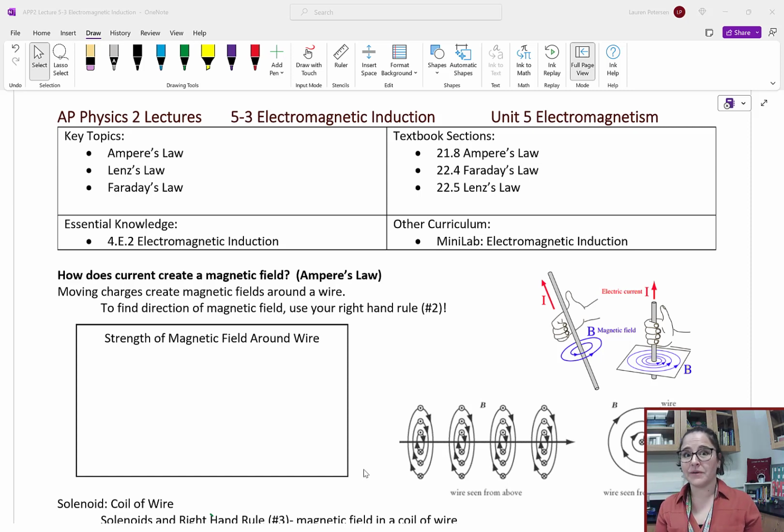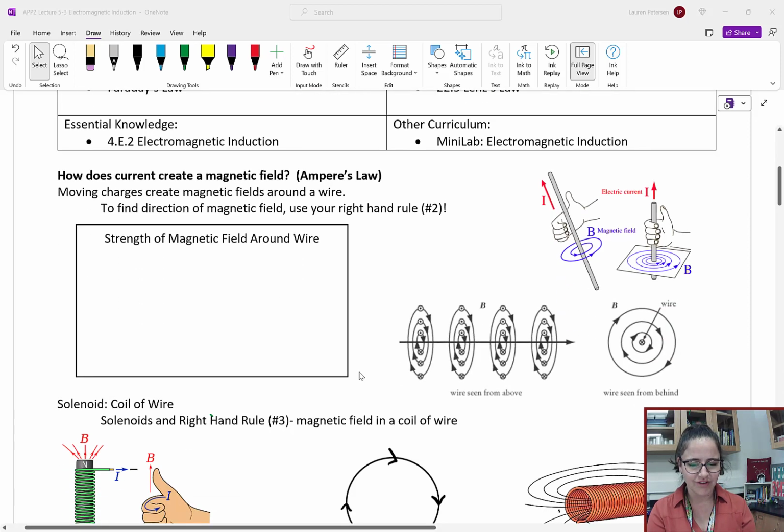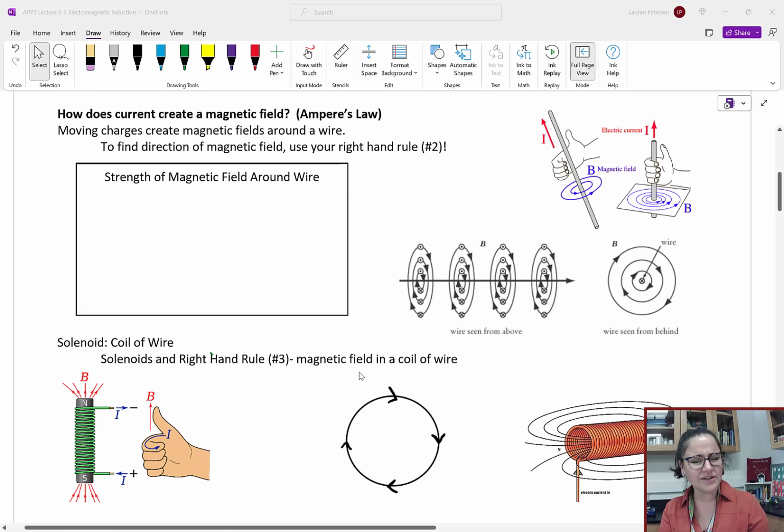In this lecture, we're going to be going through Ampere's law, Lenz's law, and Faraday's law, which are just a set of equations that govern how electricity can be used to create magnetism and vice versa. So let's get started. First, Ampere's law. How does current create a magnetic field?